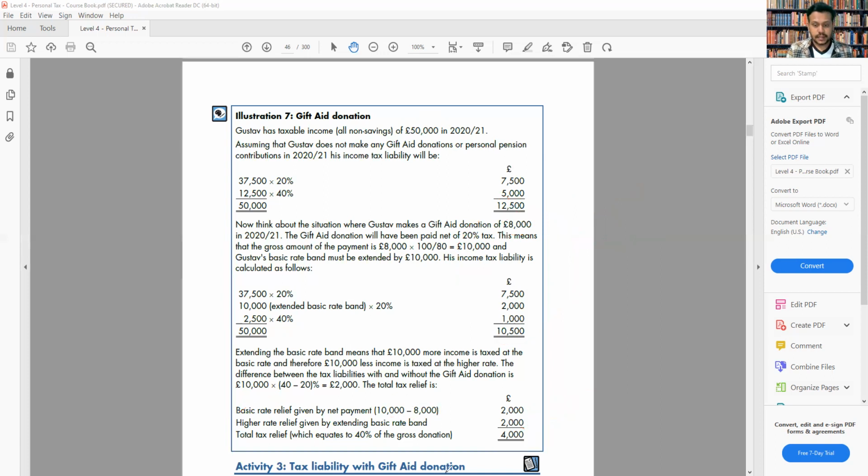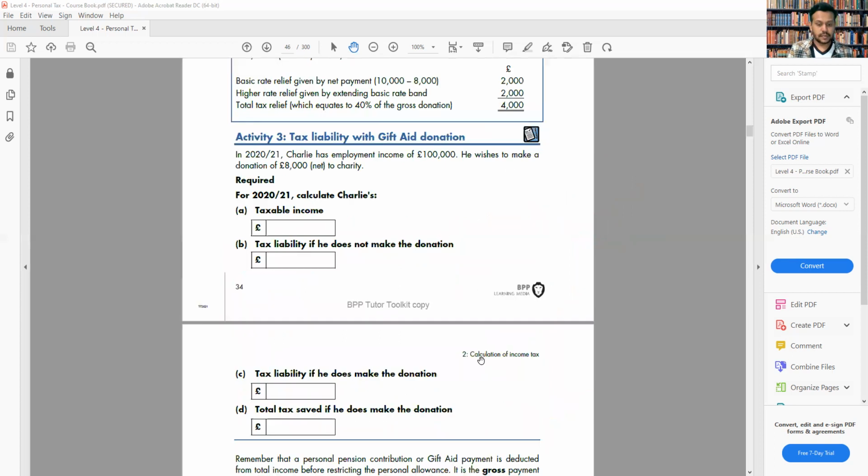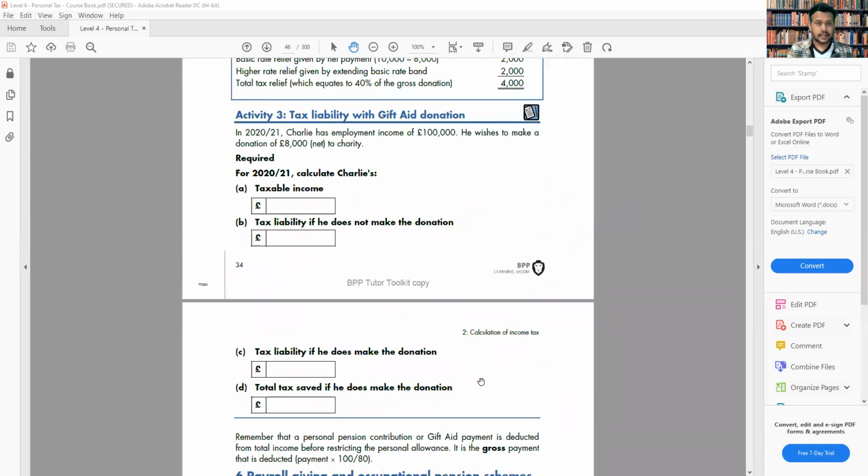All right, let's do one example. Let's try to understand more from here. Okay, so we have Activity 3, tax liability with Gift Aid donation. In 2020/21, Charlie has employment income of 100,000. He wished to make a donation of 8,000 to the charity. So let's try to understand this question.